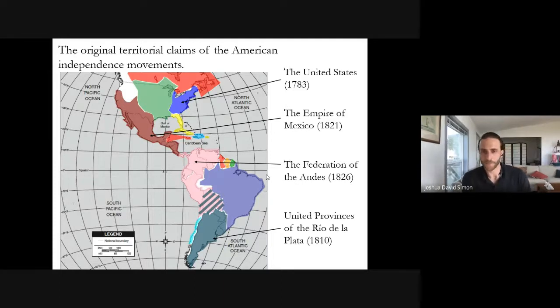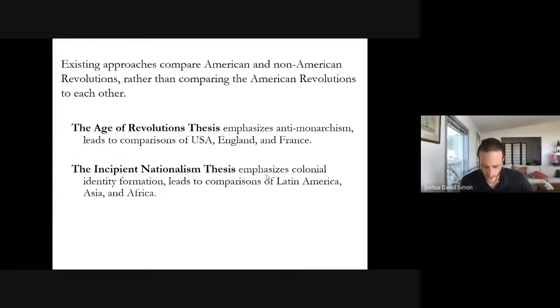So you can think here about two broad paradigms or interpretive frameworks that have guided most of the comparative work that there is on the ideas of the American independence movements. The first, probably more prominent, at least in the English-speaking scholarship, is what's known as the Age of Revolutions thesis.